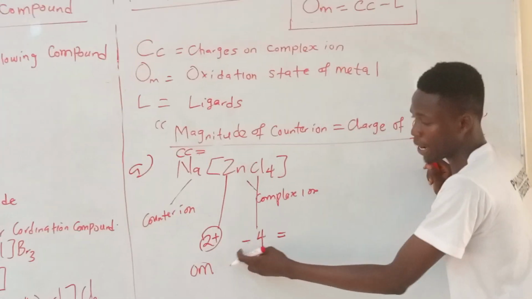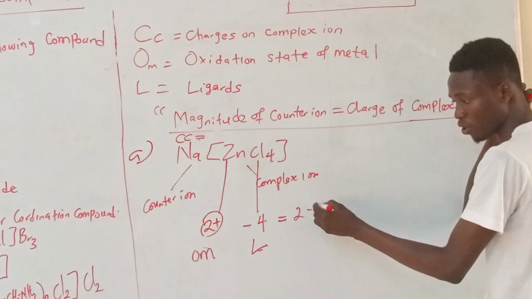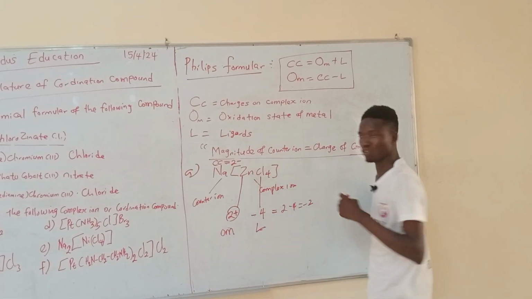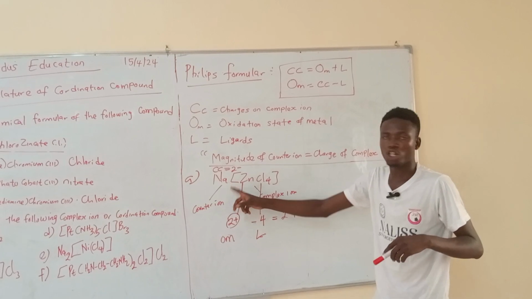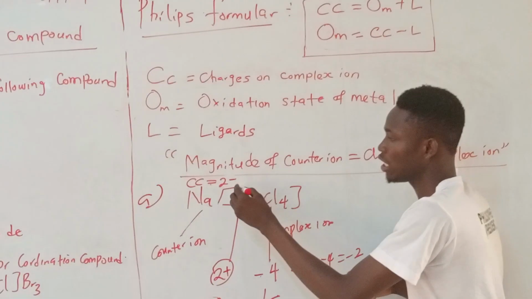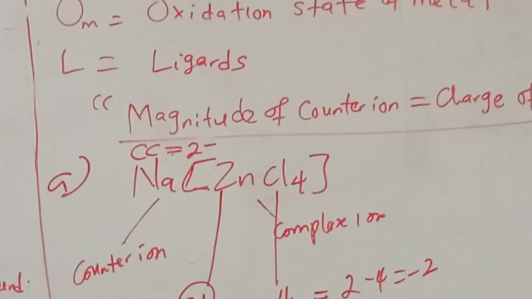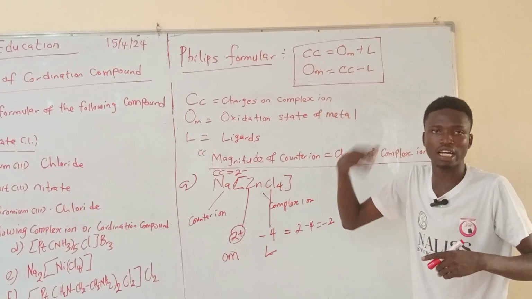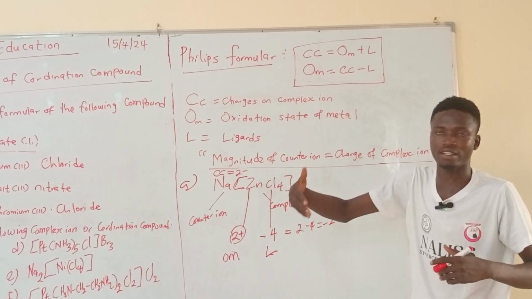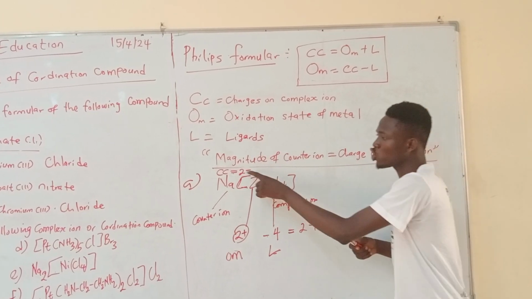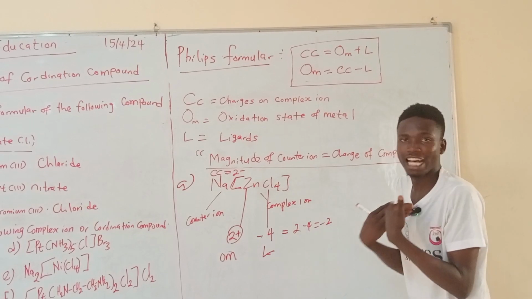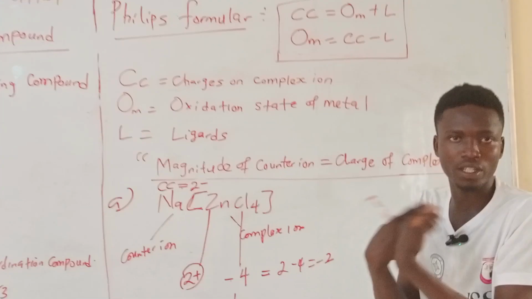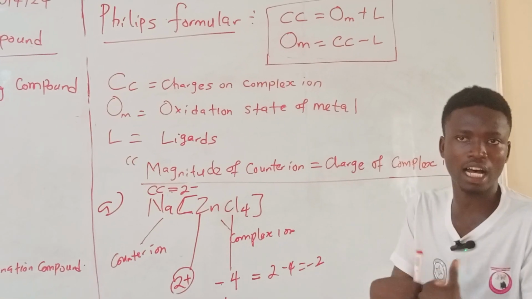By the time you do that, that will be 2 plus minus 4. That's going to be 2 minus 4, which gives minus 2. That means the charge here is going to be 2 minus. So how many sodium do you need to counter a complex ion that is 2 minus? If you are a counter ion, you must counter exactly the number of charges that is on your complex ion. So if there is 2 minus on the complex ion, and I as sodium am positive, you know, positive is the opposite of negative. Only positive can counter negative, and only negative can counter positive.